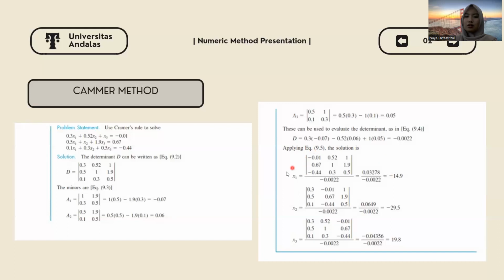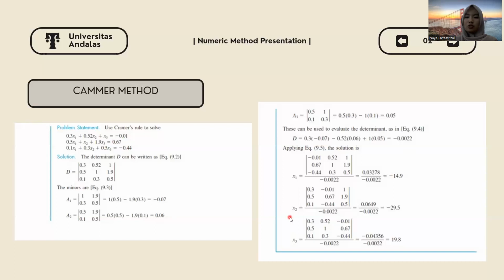To determine the x1, we can change this column by this. So for the x1, we replace the 0.3, 0.5, 0.1 by this, minus 0.01, 0.67, minus 0.44, and then divide by the determinant that we got above. And you can see here, x1 is equal to minus 14.9.